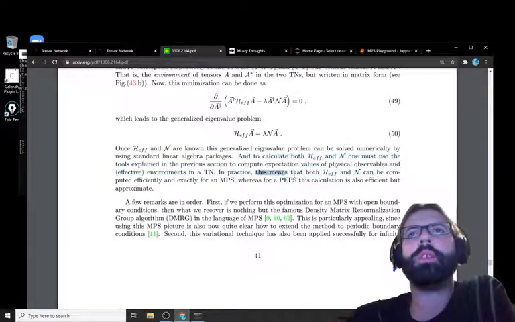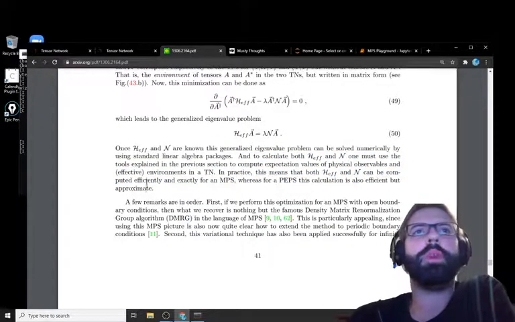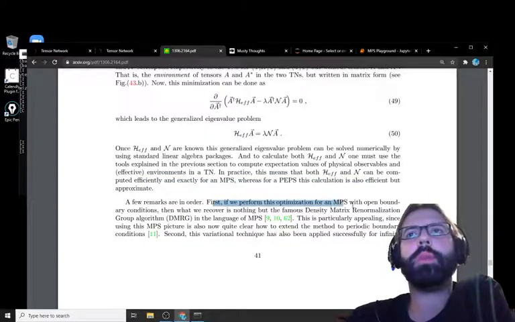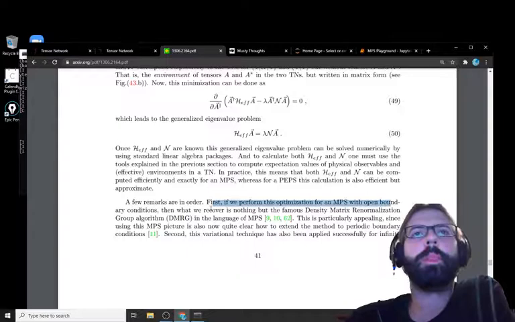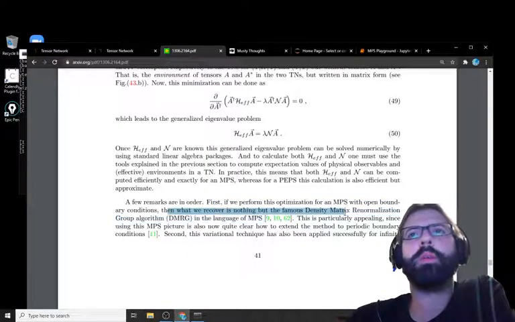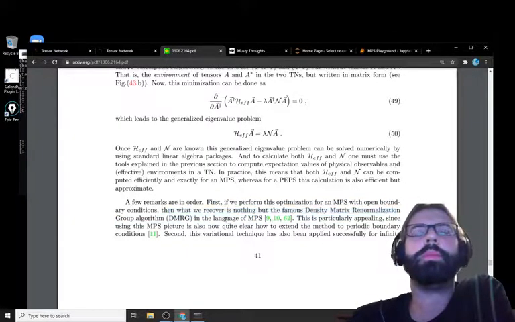In practice, this means that both HF and N can be computed efficiently and exactly for an MPS, whereas for a PEPS, this calculation is also efficient, but if we perform the optimization for an MPS with open boundary conditions, then what we'll recover is nothing but the famous density matrix renormalization group algorithm. Yeah, so this is the DMRG, essentially.